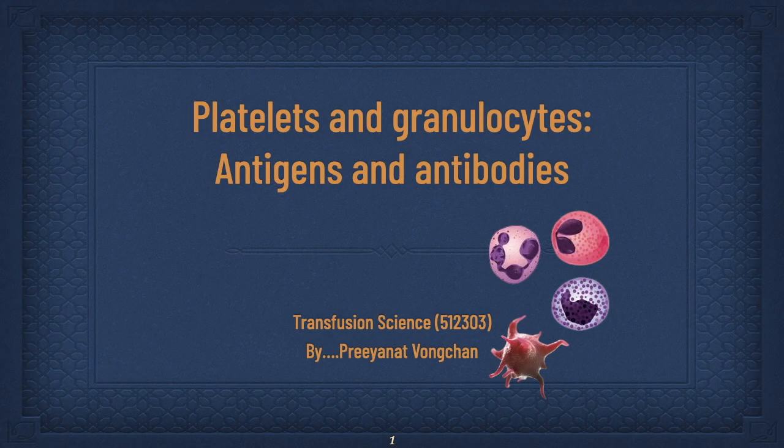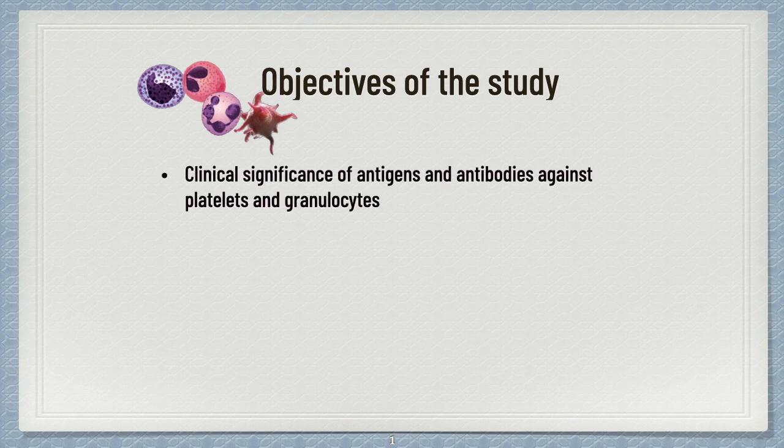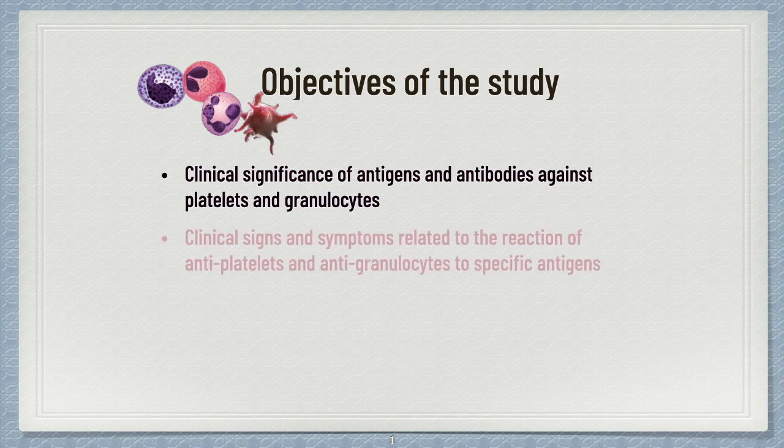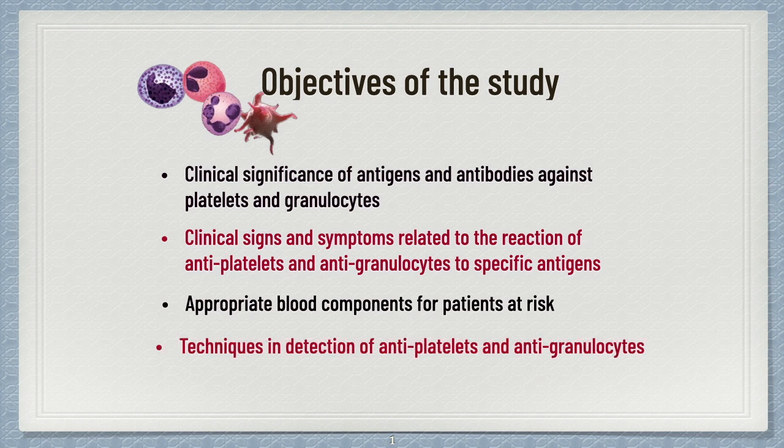Platelets and granulocytes, antigens and antibodies. After learning, students should understand and be able to explain in detail the clinical significance of antigens and antibodies against platelets and granulocytes, clinical signs and symptoms related to the reaction of antiplatelets and antigranulocytes to their specific antigens, appropriate blood components for patients at risk, and techniques in detection of antiplatelets and antigranulocytes.